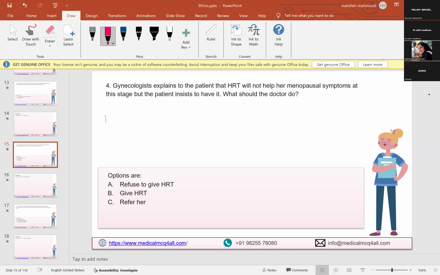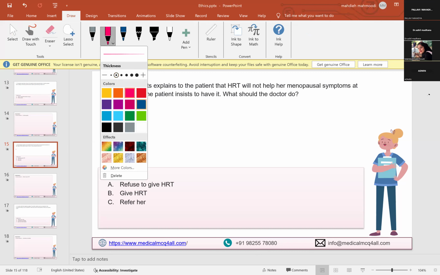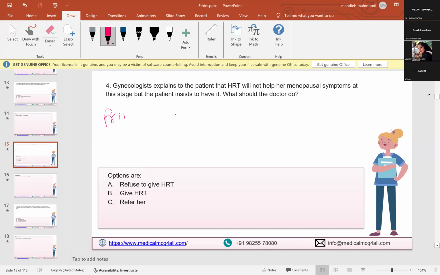This is the basis of medical ethics. There's something we call principalism. Okay. So what does it mean, principalism? You have 4 main principles in practicing medicine. Am I audible? Do you hear me? Yes, ma'am. Very good.